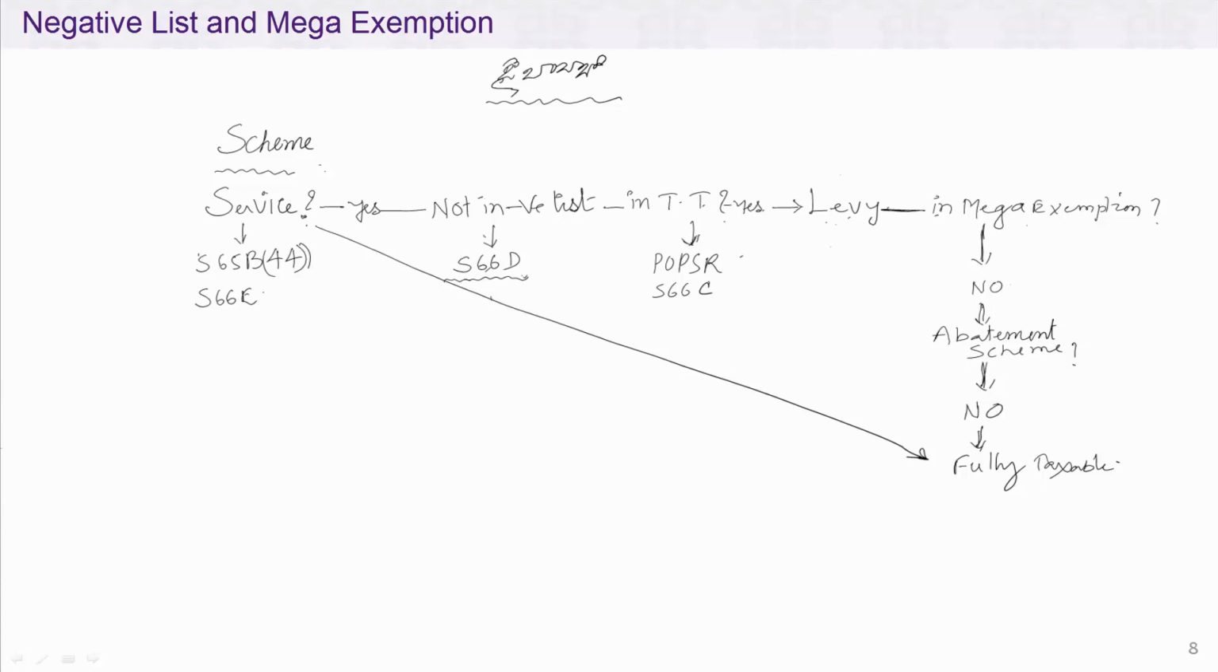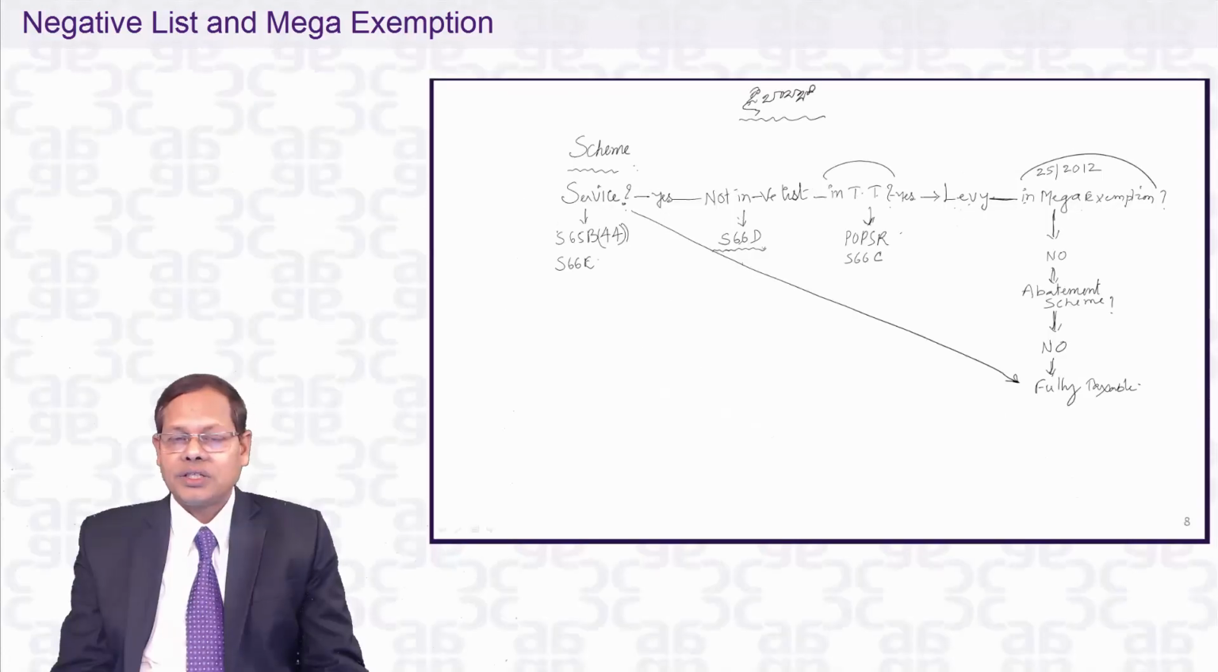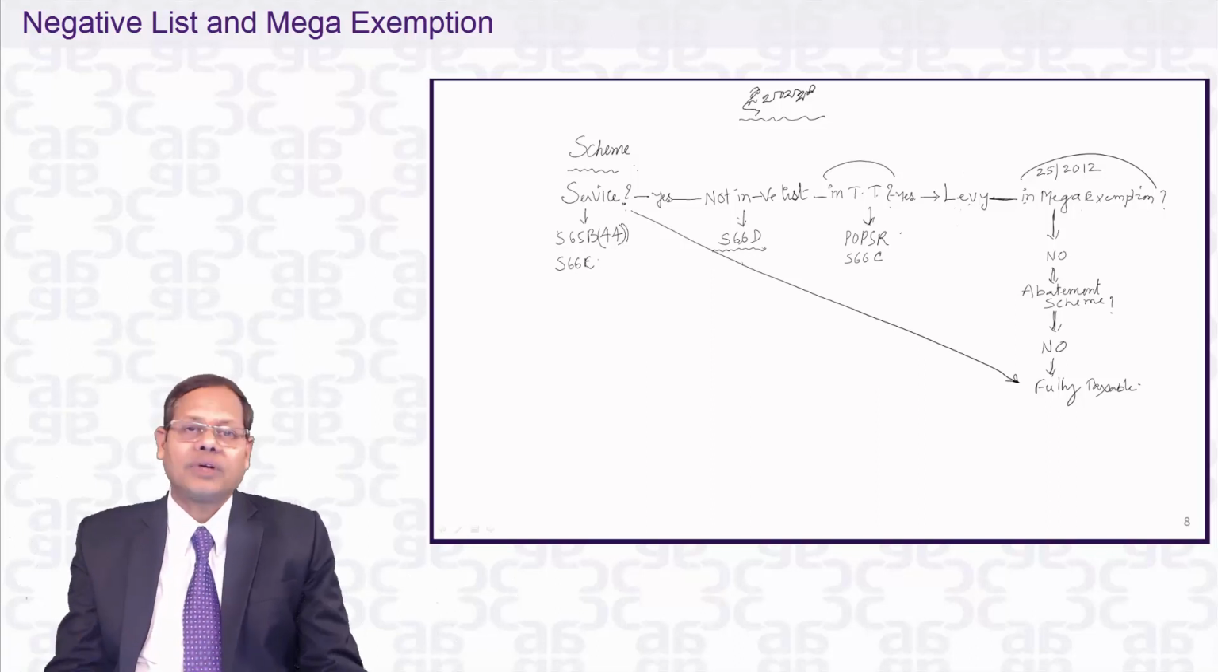And then mega exemption, whether it is falling under mega exemption or not, how do you find out? For that you have to look into notification number 25/2012 with amendments, because changes will take place, because it is through an exemption notification. Notification is an instrument in the hands of the government. Government can change n number of times. It's very easy for government to do that.